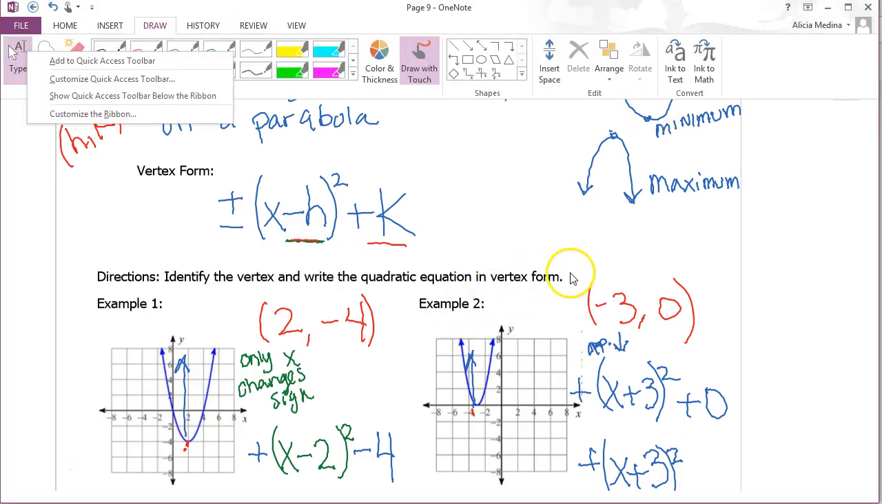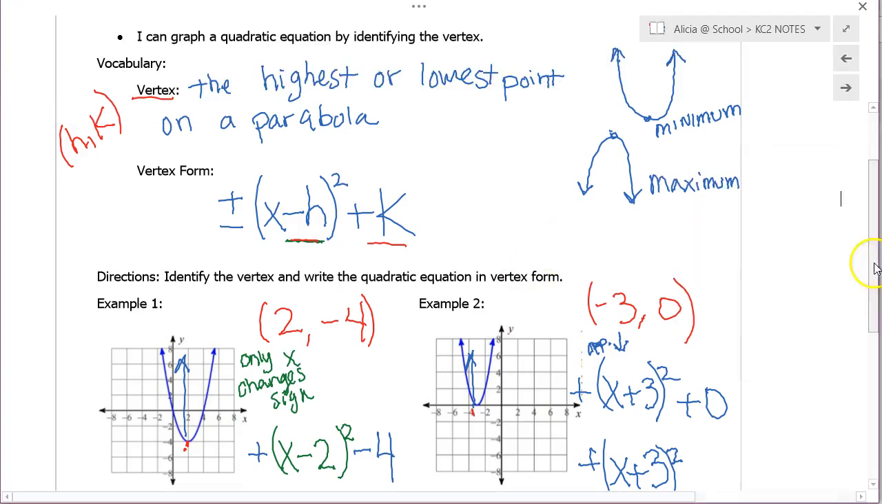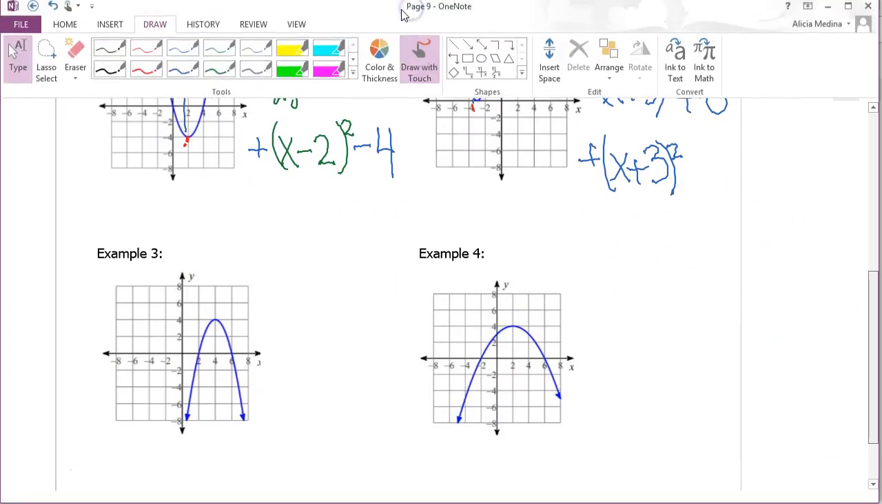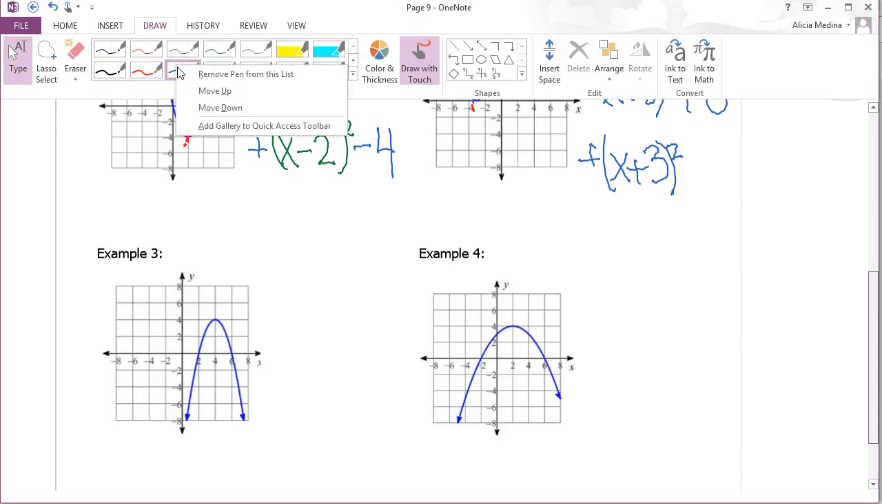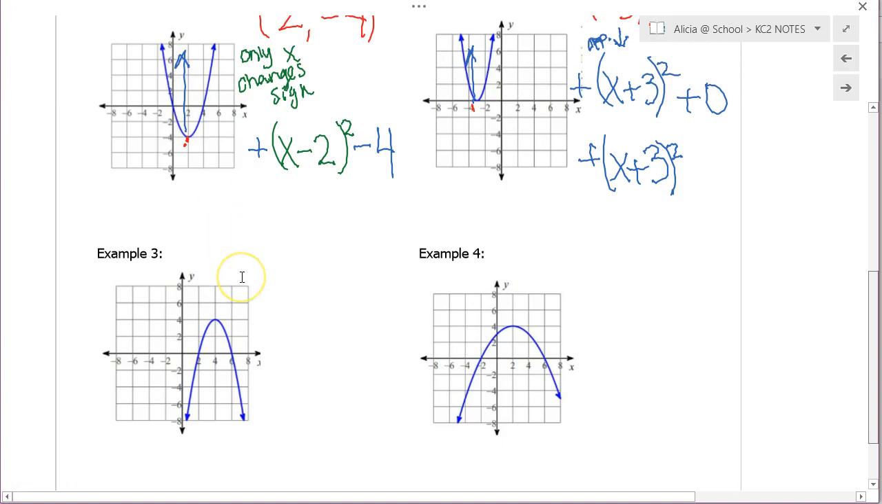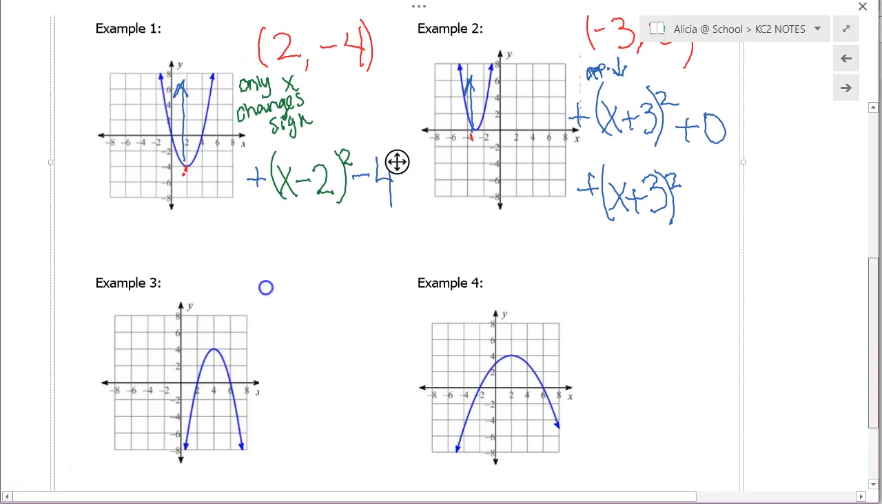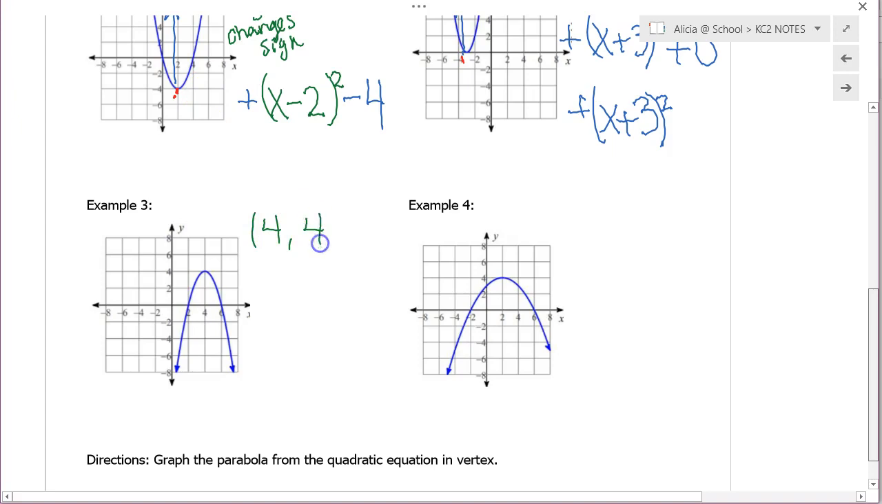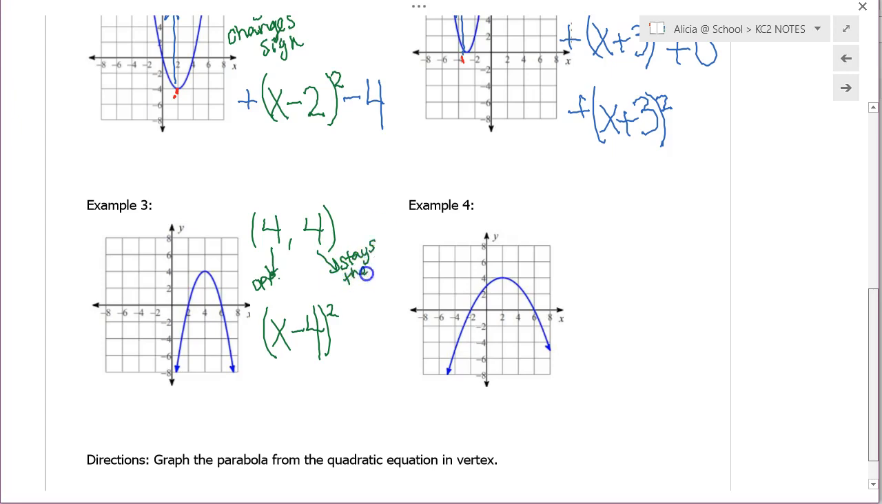All right, moving down to our next couple of examples here, example number 3 and 4. Same steps. I have to identify my vertex first, then write it in vertex form. So the vertex for example number 3 looks to be at a positive 4, 4. Remember, when I write this in vertex form, I only change the opposite of the x. Since that was a positive, I have to write minus 4. And our k value stays the same, so I'm going to write plus 4.